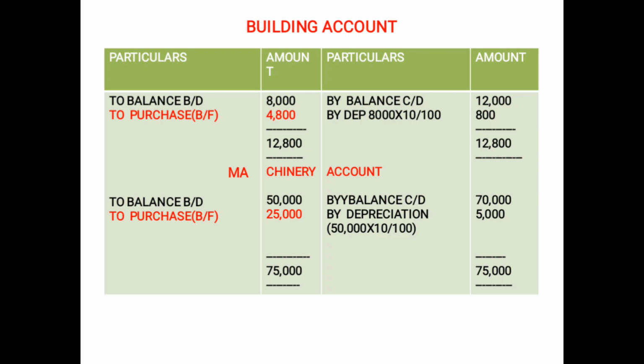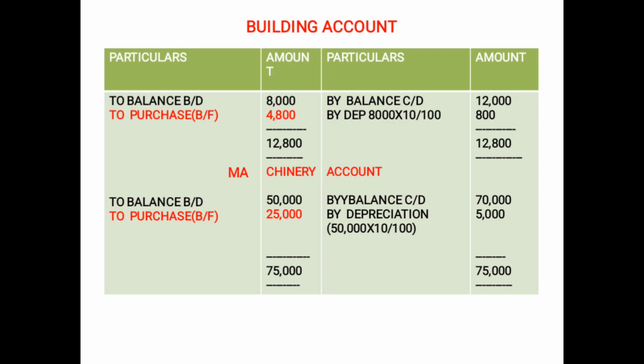Next, the adjustments. The adjustments are only the building and machinery: two adjustments. Building has a certain percentage of depreciation, and machinery has a certain percentage of depreciation. Building opening balance 8,000, closing balance 12,000. So we start by opening the building account. On the debit side we write to balance brought down 8,000, and by balance carried down 12,000, which has already been given in the book.